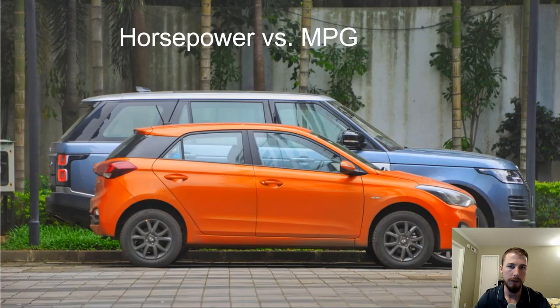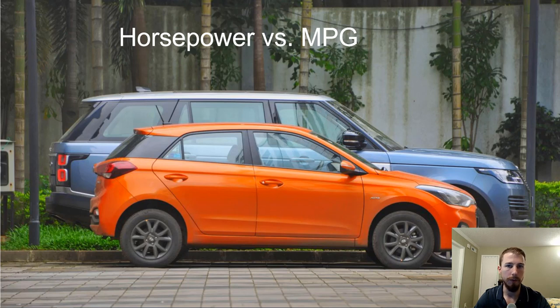Hey guys, welcome back. We're starting our second topic in our new unit of bivariate data. So we're looking at the associations between two variables whenever they're plotted on a scatter plot. One of the things we're going to look at today is the relationship between horsepower and miles per gallon.